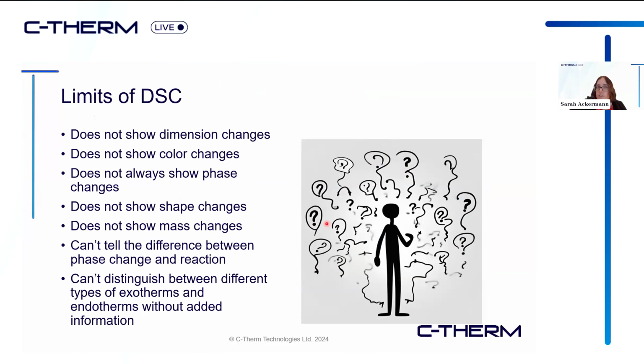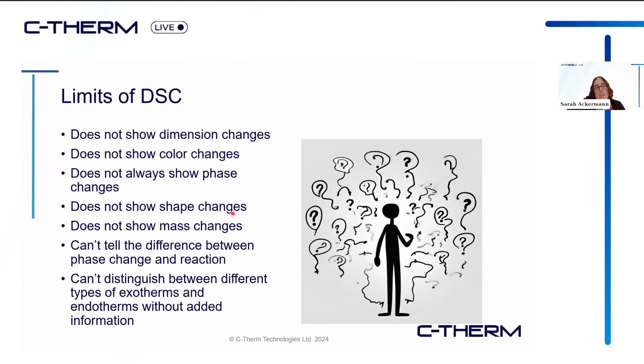There are a few limitations of DSC as much as it is a very powerful technique. So one of the biggest ones is that it doesn't show dimension changes or color changes. The other thing is if you have a very low intensity phase change event, and we'll actually see a video of this later on, you can sometimes miss the phase change on a DSC, or it can be so subtle that you might misattribute it to noise or maybe a glass transition or something of that nature. When examining the sample observation video would show that actually that is a phase change.